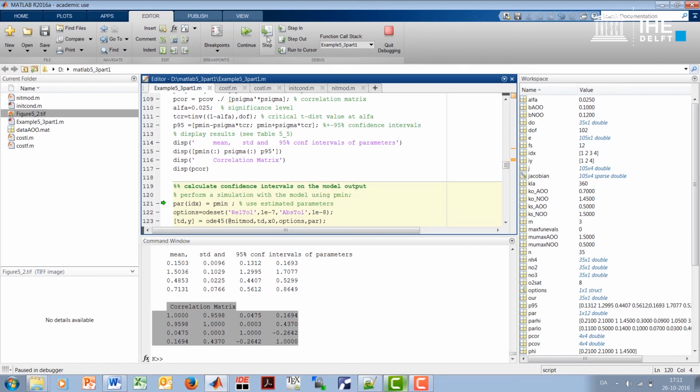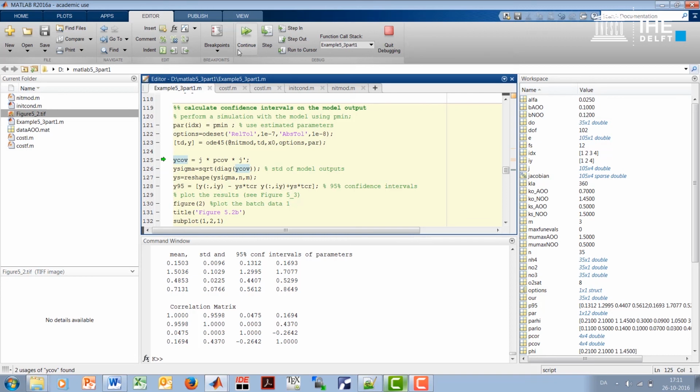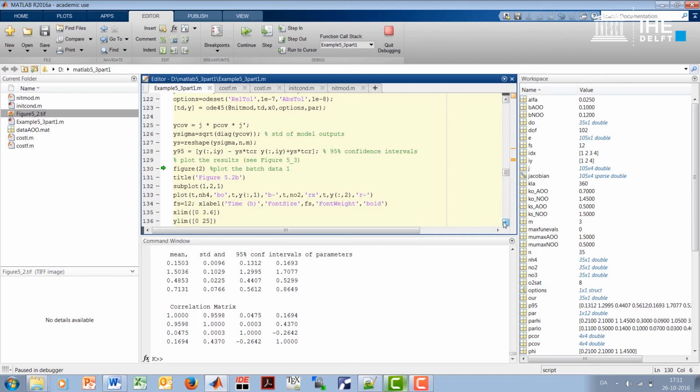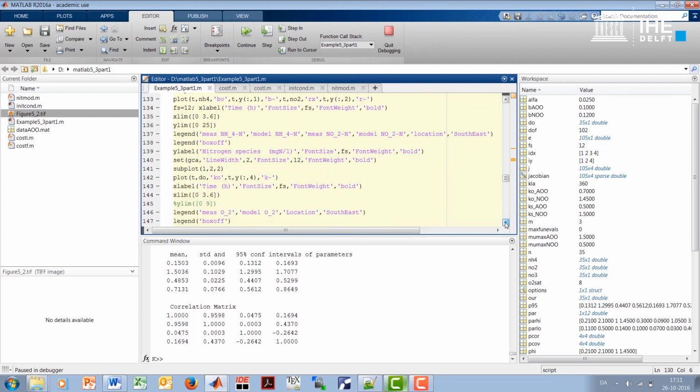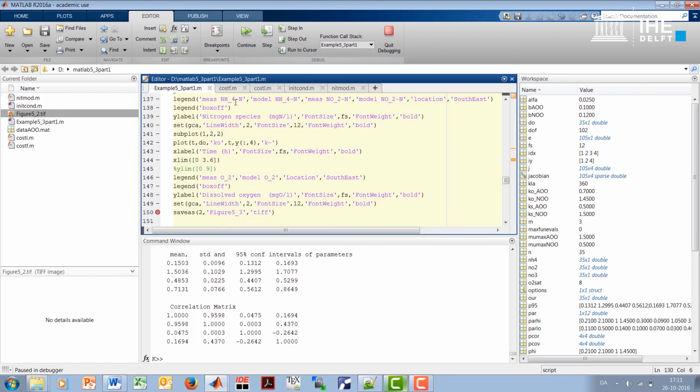The linear error propagation maps the parameter errors, pcov, to model prediction errors, ycov. Similarly, the standard deviation of the model, y sigma, and 95% confidence interval of the model outputs are computed. Then the results can be plotted and saved.